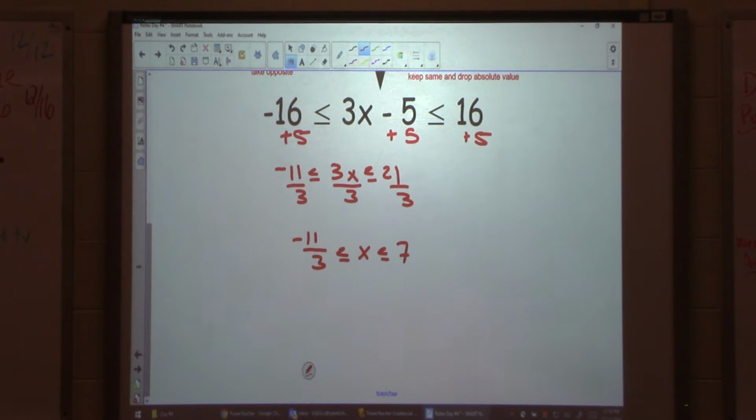If you really want to write it as negative 2.66 repeated, that's fine as long as you use the repeated symbol. Please do not round. Do not leave it as 2.67. That's not the same.